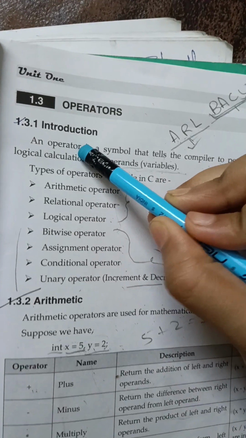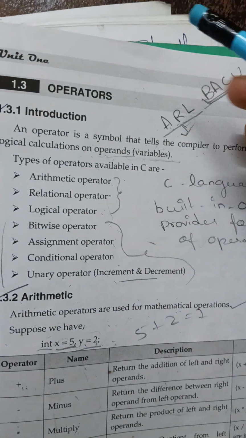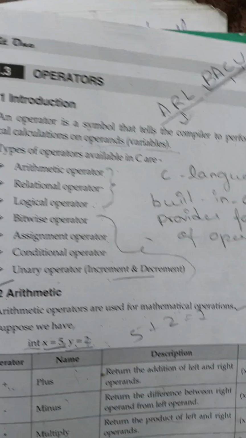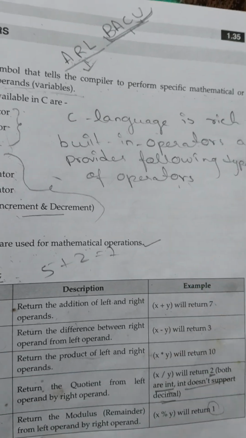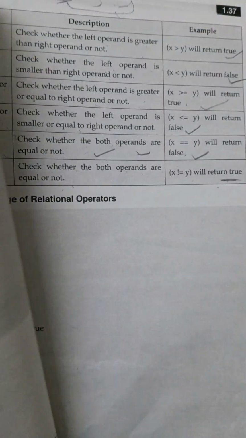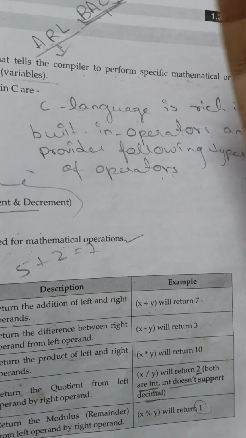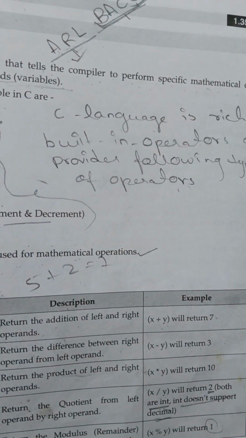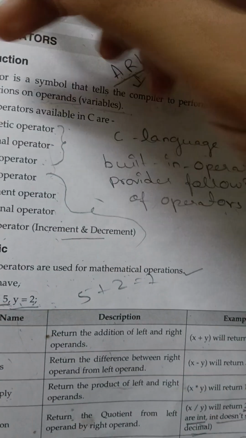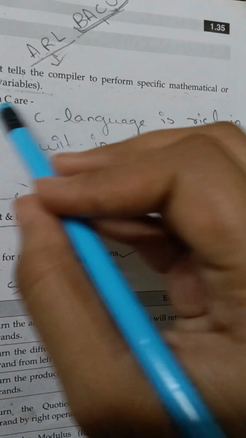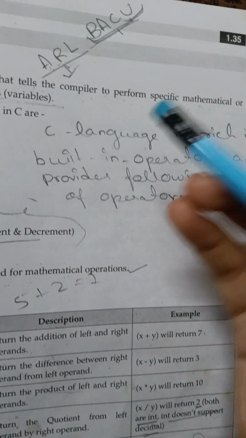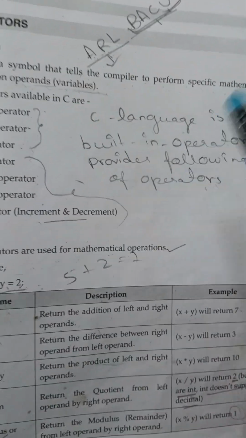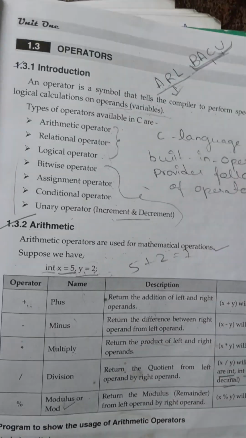In this we have the types of operators also, but if you think it is not enough introduction, then you can add these lines too to expand your answer. As this is a very long answer, you don't need to expand, but if you have extra time in the exam, you can write it. It is only two or three lines, okay? C language is rich in built-in operators and provides the following types of operators, okay? Only this line you have to add.